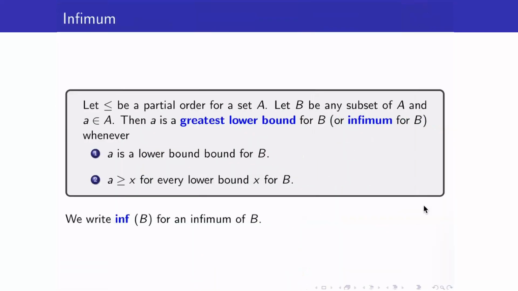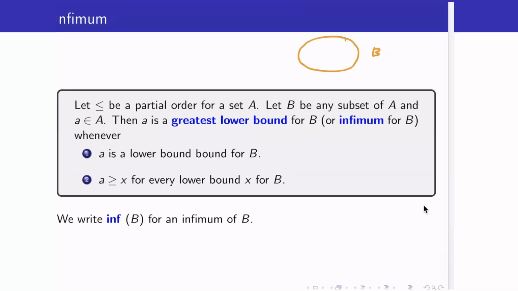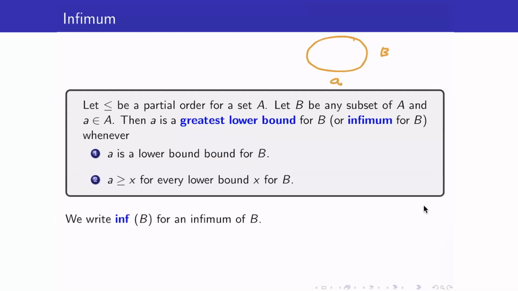Similarly, for an infimum or a greatest lower bound, first, from the definition, you have to be a lower bound for B. So this is my B. My A, again, may or may not be inside B. So it has to be a lower bound, and among all the other lower bounds, it has to be greater than that. Okay? So that is our definition of an infimum.